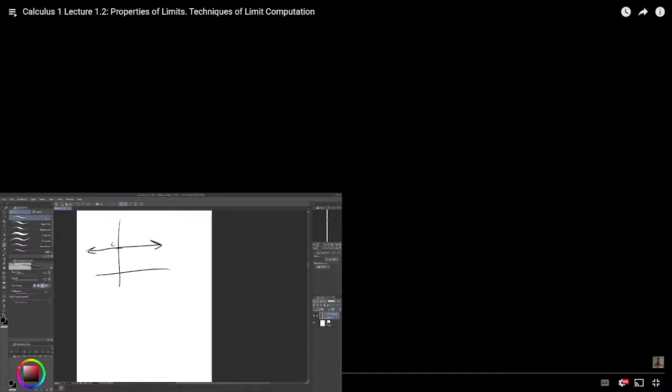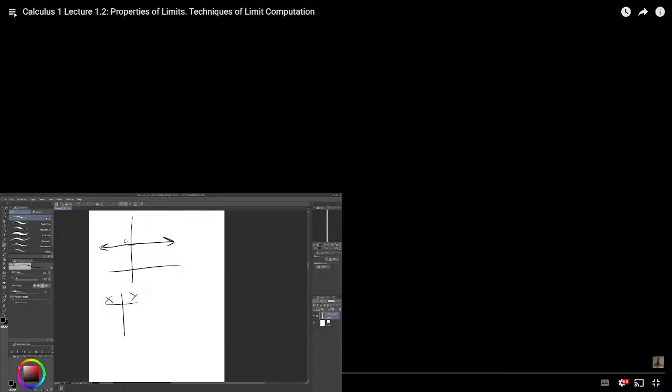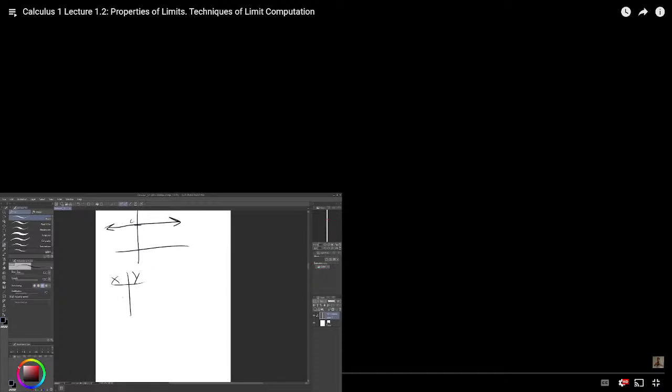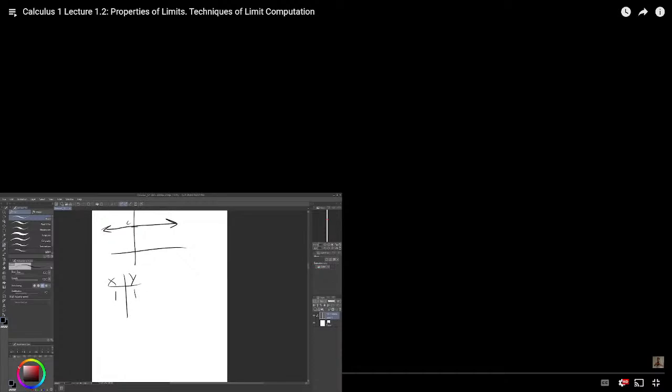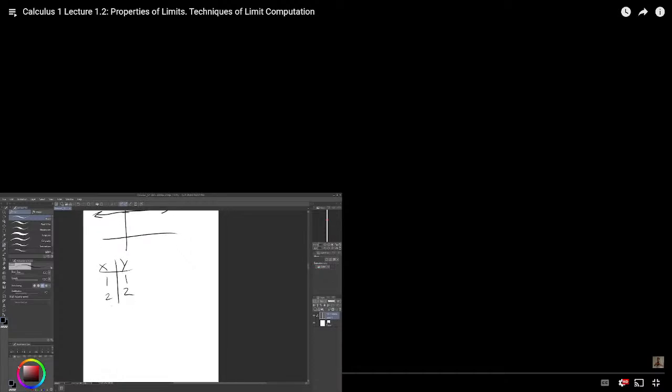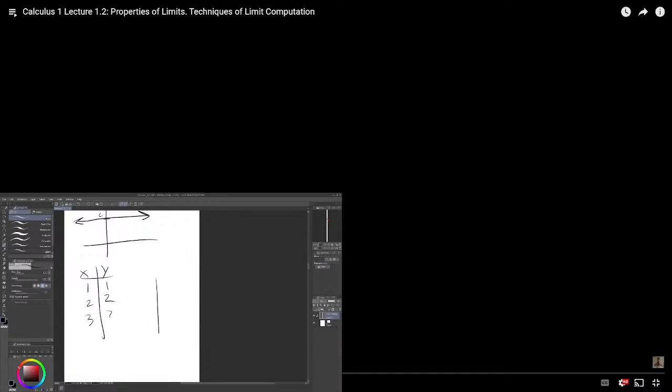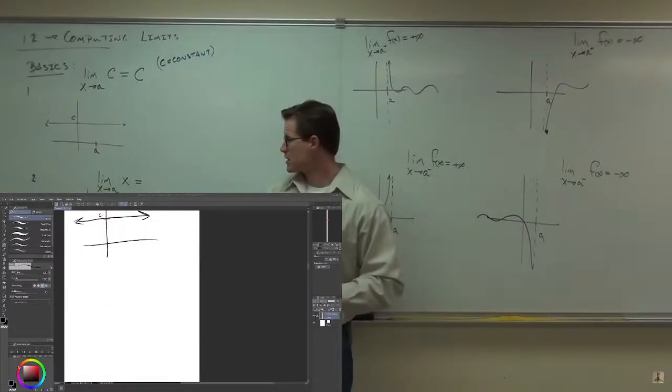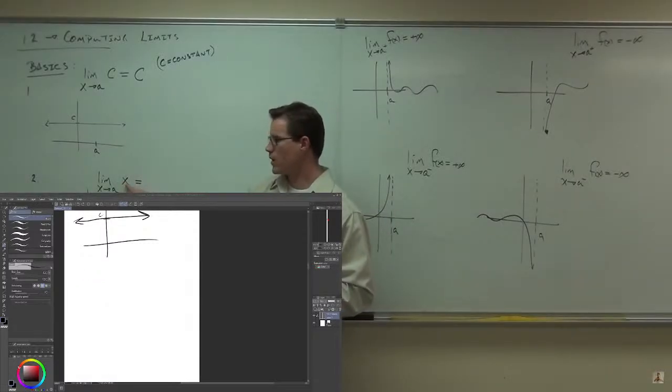Or wait, hold on. I gotta think about this. So 1, 1, 2, 2, 3, 3. 1, 1. Oh wait, it's like this, I think. Maybe? It goes through the origin, great, because the slope would be 1 and the y-intercept would be 0.